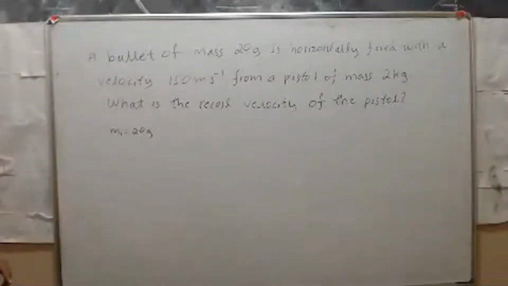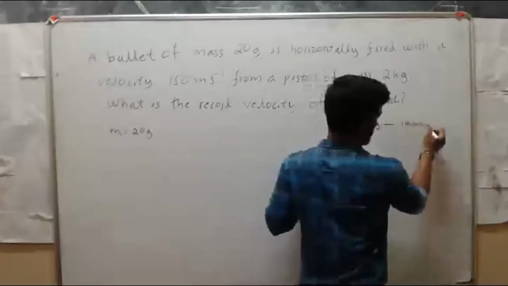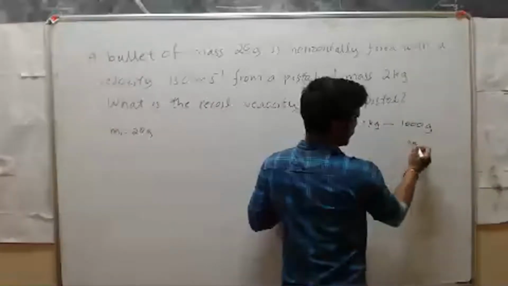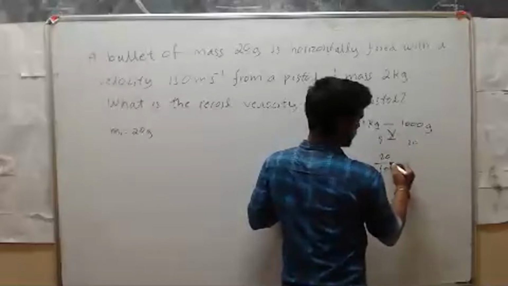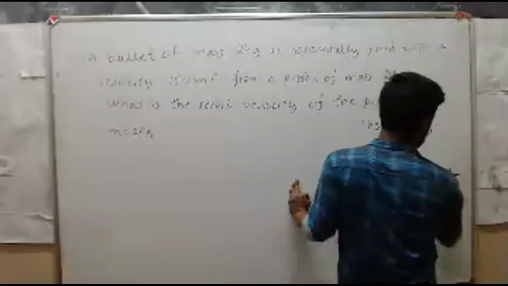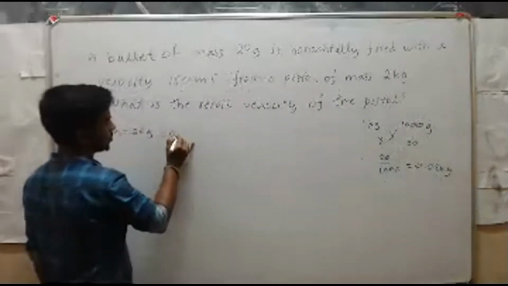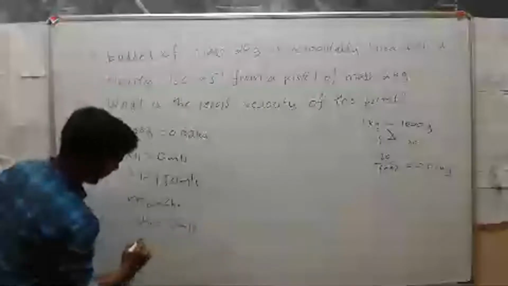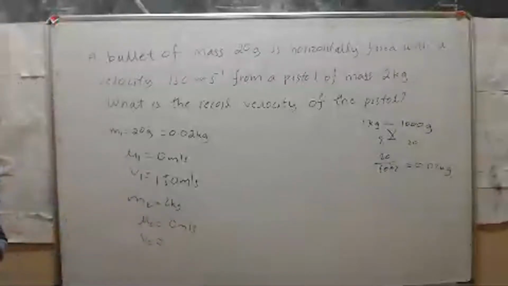How to convert? Just divide by 1000, since 1 kg is equal to 1000 gram. So 20 divided by 1000, you will get 0.02 kg. So mass m1 is equal to 0.02 kg, and its initial velocity is 0 meter per second. So we need V2. V2 means the recoil velocity.